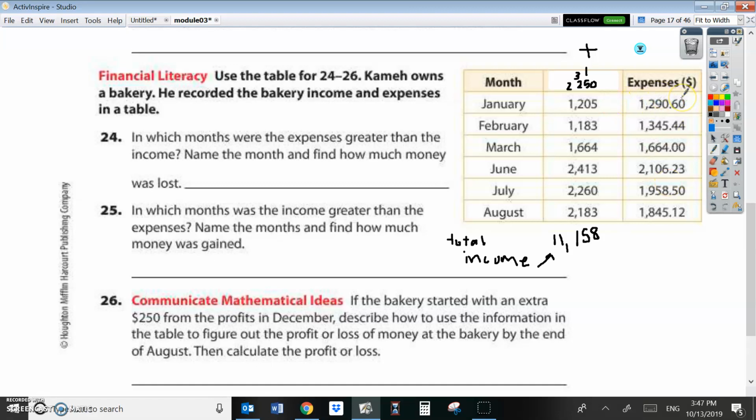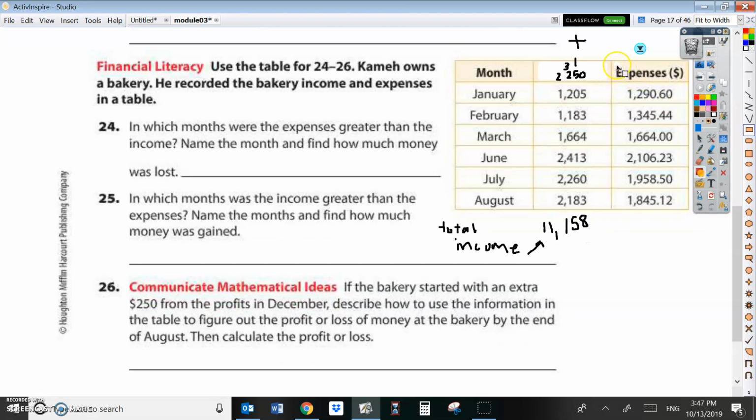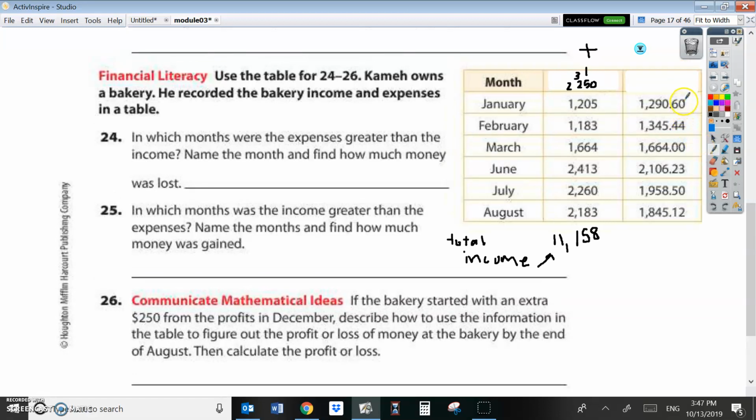Okay, and now let's add the expenses. I'm going to make some white space here so I can put in some numbers that I need to. Okay. 0 plus 4 is 4, 7, 9, 10, 12, 17, 18, 1, 6, 10, 16, 24, 29.